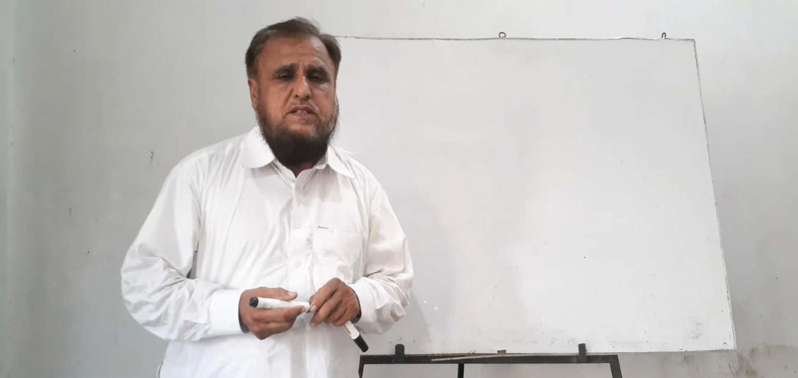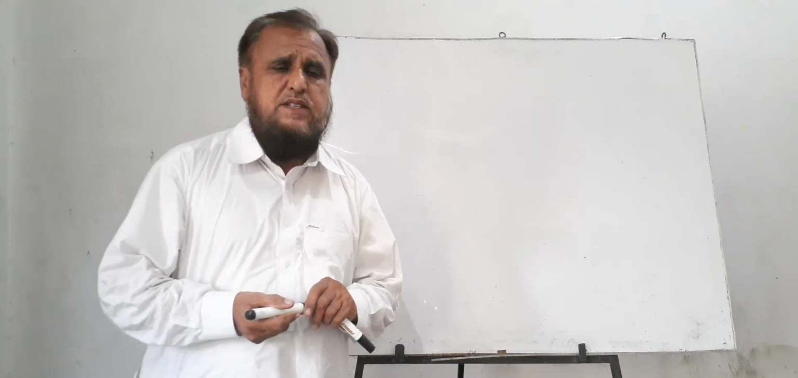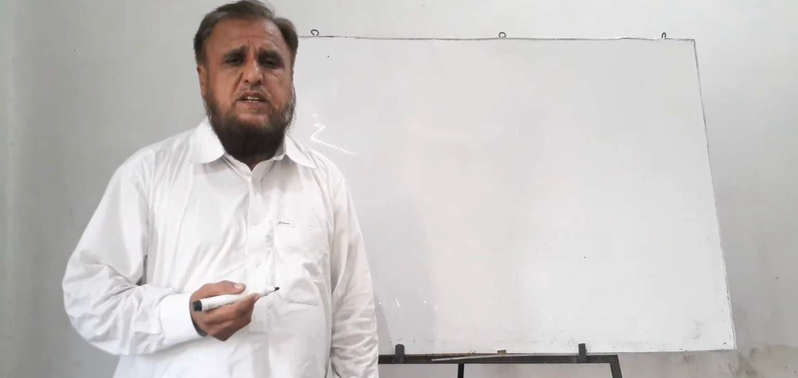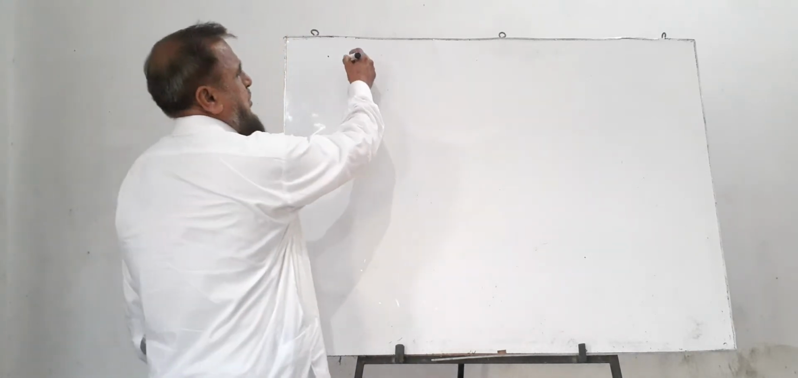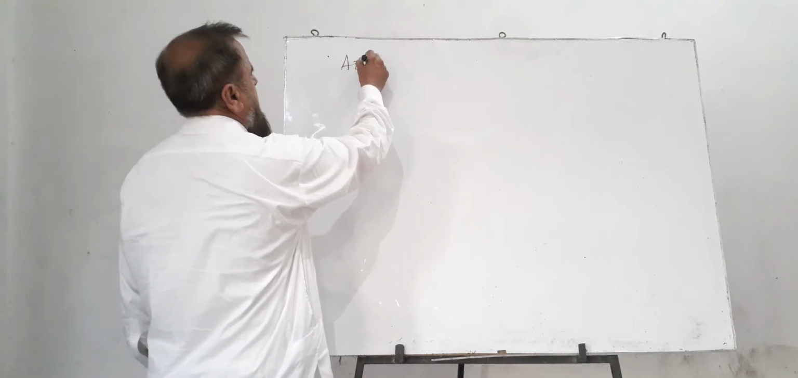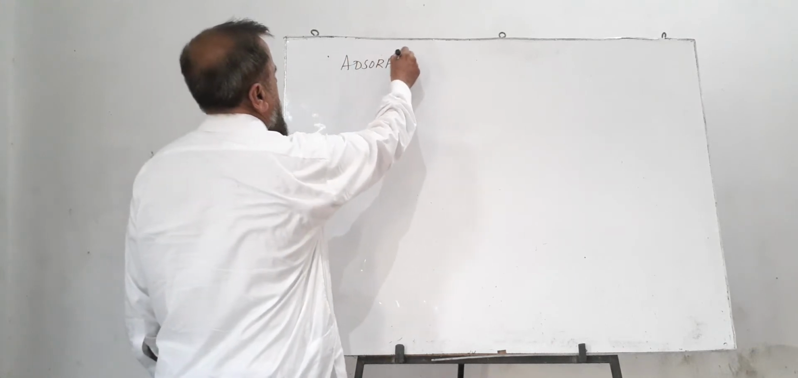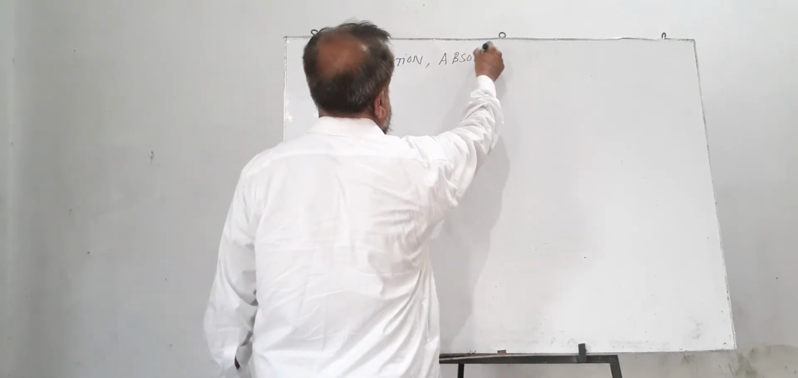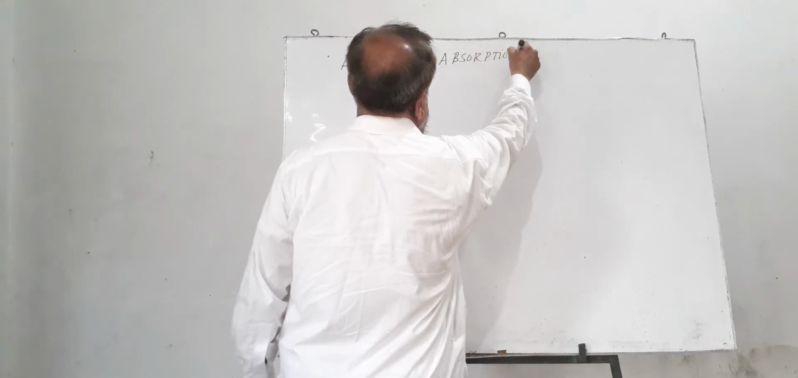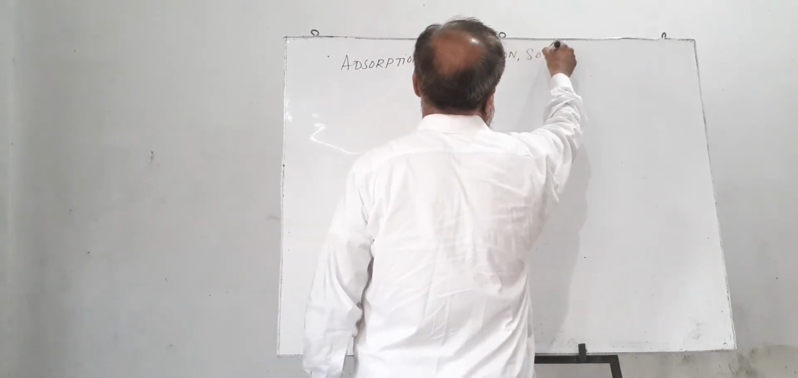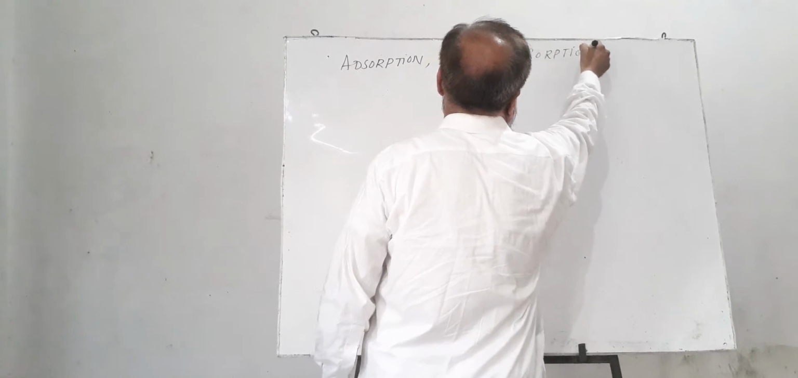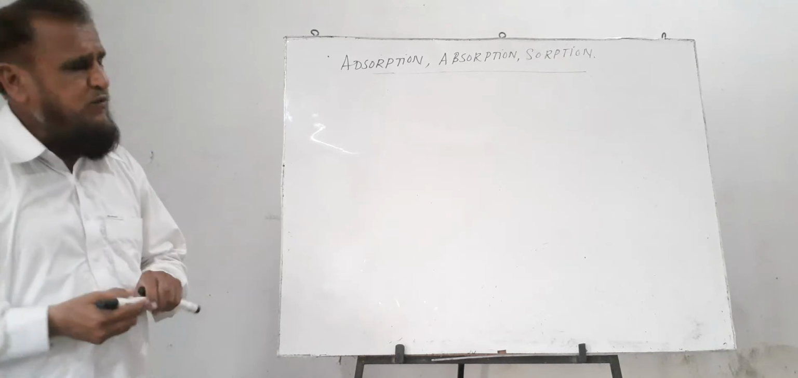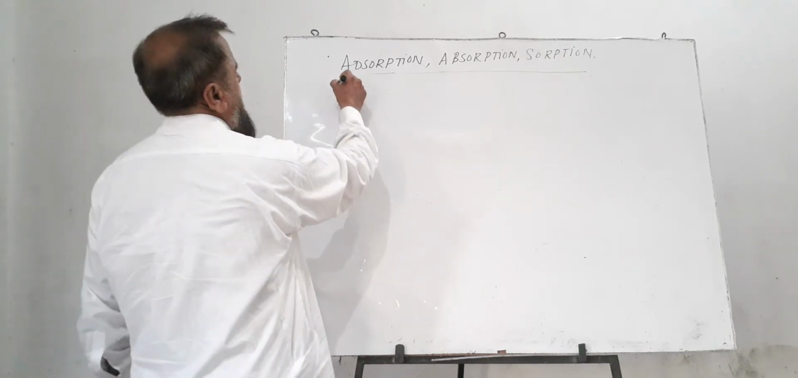Today's lecture is for BS semester 6 physical chemistry. The chapter is surface chemistry and today's topic is about adsorption, absorption and sorption. First of all, we come to the term adsorption.